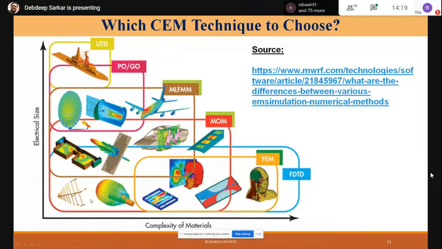And just an infographic, it shows that on one axis we have the complexity of the materials, and on the other axis we have the electrical size. I think it was already discussed during this workshop that if we go for very large structures in terms of operating wavelength, then we need tools like physical optics, geometrical optics, and the uniform theory of diffraction, and methods like the method of moments, and integrated hybrid tools also, and MLFMM kind of tools.